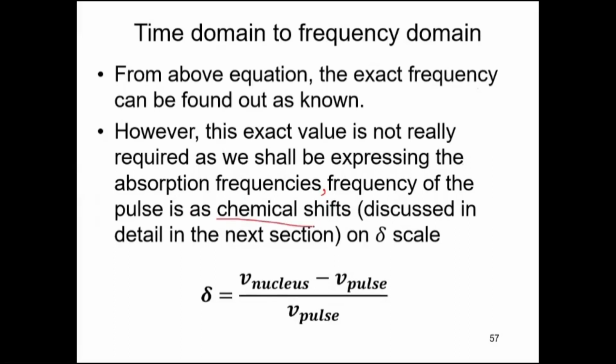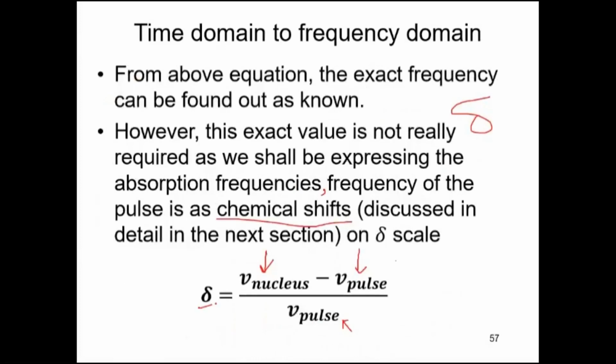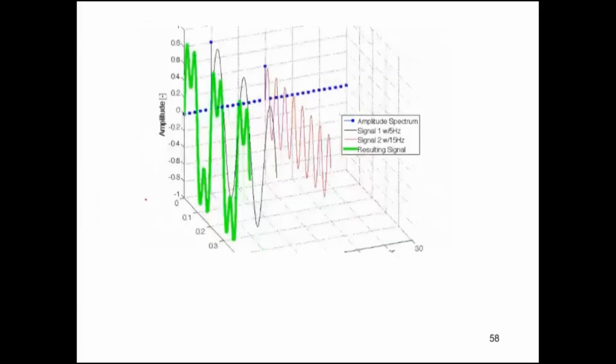So the chemical shift is nothing but your delta value. So on scale of delta, it can be calculated as frequency of the nucleus minus frequency of the pulse divided by frequency of the pulse. So we are first calculating the nucleus frequency, then we are calculating the delta. Now in modern computers, all of it is done by computers. This is how it is done.